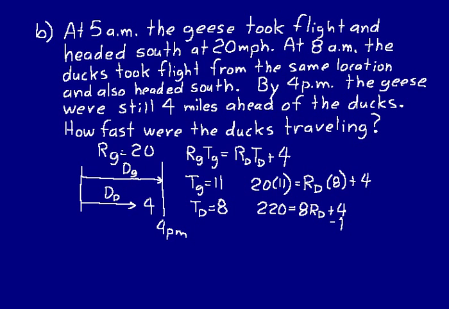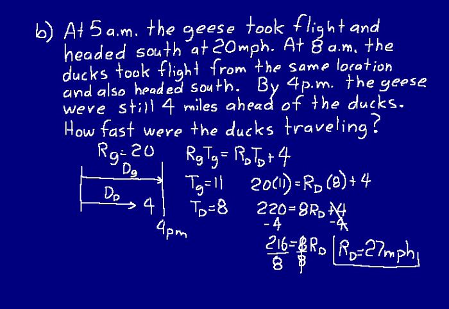Subtract 4 from both sides, and we get 216 is equal to 8 R subscript D. Divide both sides by 8, and we get a rate for the ducks of 27 miles per hour. So they were actually traveling faster than the geese. They just started a lot later.